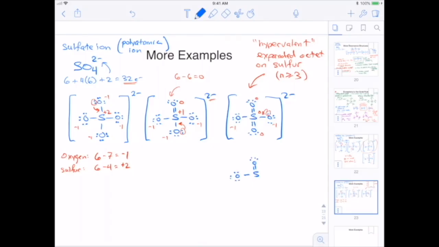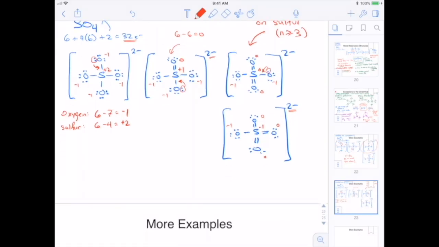We still have 32 electrons placed, and now let's look at the formal charge. Still -1 on this oxygen with only one bond, and all the other oxygens now have a formal charge of 0. What's the formal charge on the sulfur? Well, sulfur came in with 6, but now it's surrounded by 1, 2, 3, 4, 5, 6, 7 electrons, half of the electrons in the shared pairs. So that's 6 minus 7, now a formal charge of -1 on the sulfur. Now overall, we still have a net 2 minus charge.